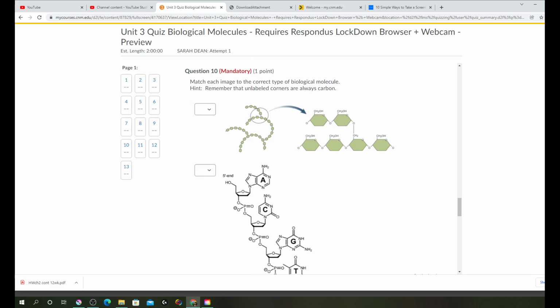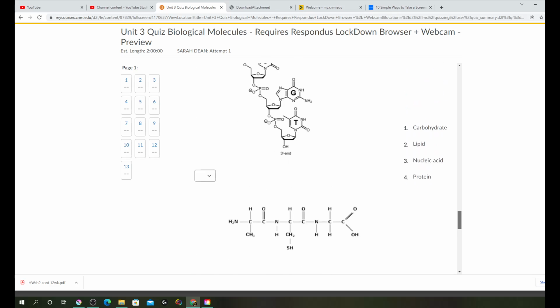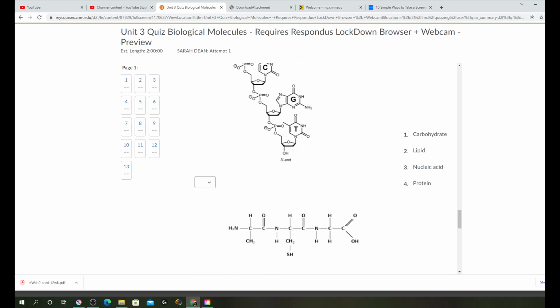Okay, match each image to the correct type of biological molecule. Hint, remember that unlabeled corners are always carbon. Okay, here we have carbohydrate, lipid, nucleic acid, protein. These are the four that we're covering; there are other biological molecules, like vitamins and such. You have to be able to identify them.